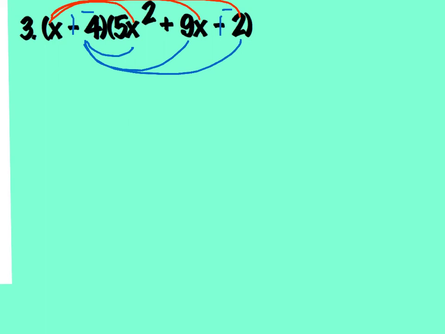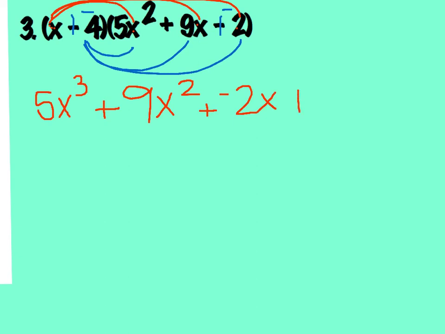So x times 5x squared is going to give me 5x cubed, plus x times 9x is going to give me 9x squared, plus x times negative 2 is going to give me negative 2x.